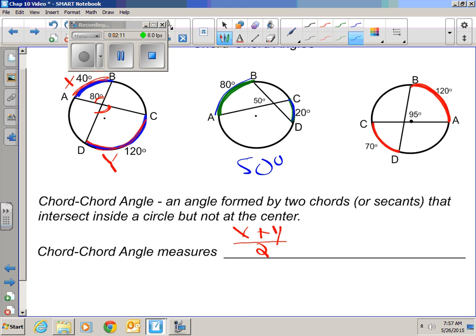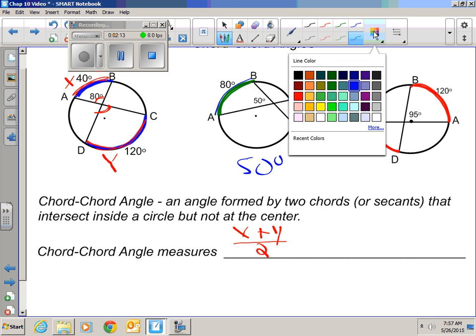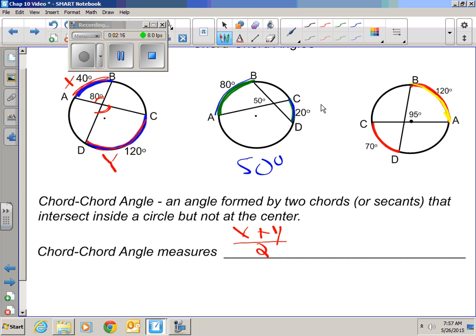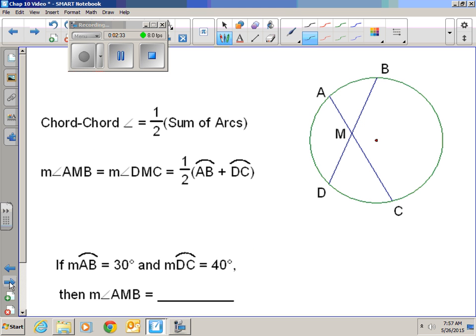We notice that this arc right here is 120 and this arc is 70. 120 plus 70 is 190. Half of 190 is 95 degrees. So the chord angle is equal to half the sum of the arcs. Both of these angles are equal to the average of the arcs.